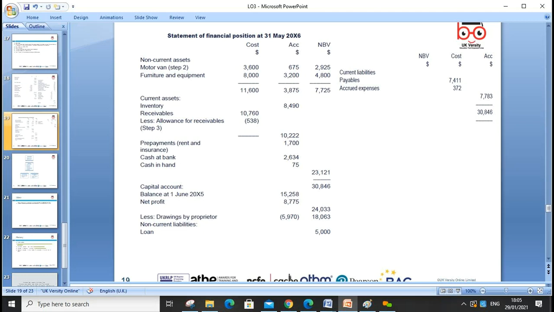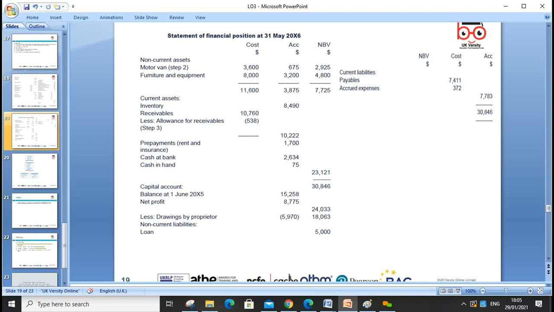7725, okay, after depreciation. Then I have current assets, inventory and receivables. I minus my allowance. Allowance means what I cannot get, the bad debts. People not paying me this money, as an estimate, yes. And then this is my total current asset. Then we have prepaid, cash in hand. I add it all. So this is my total current asset, and this is my total non-current asset.